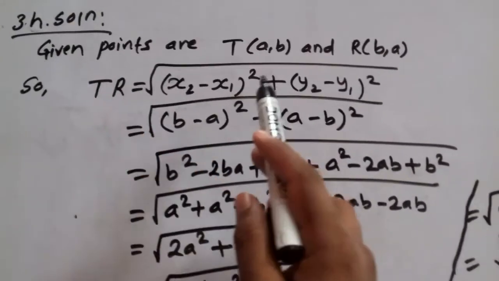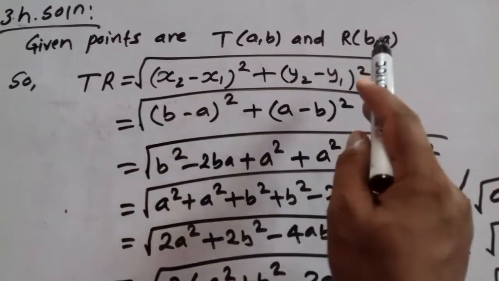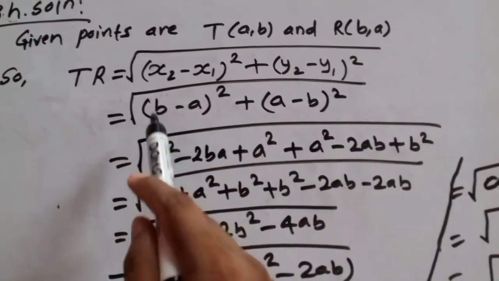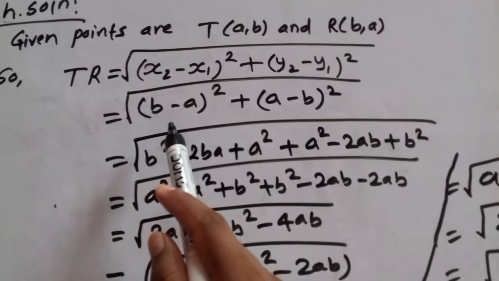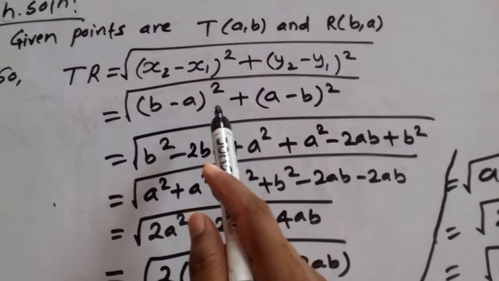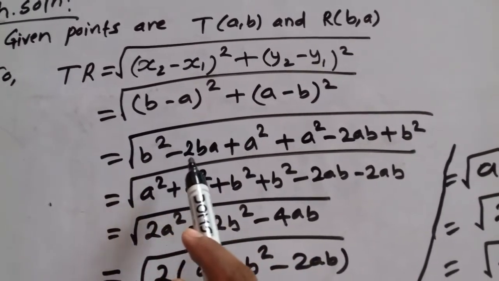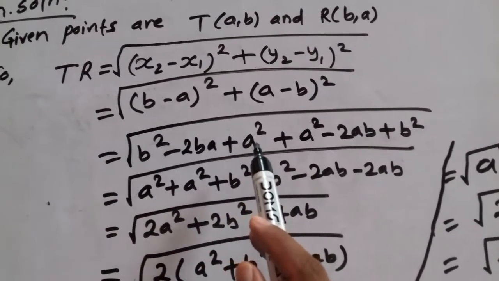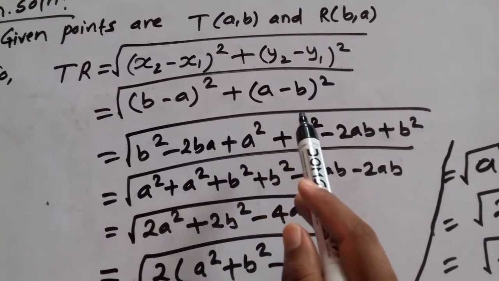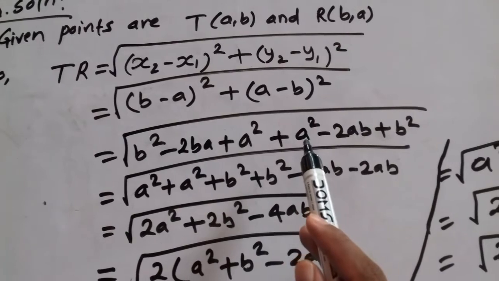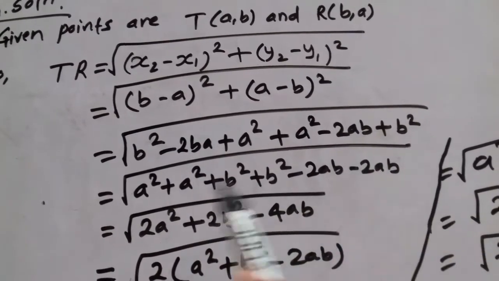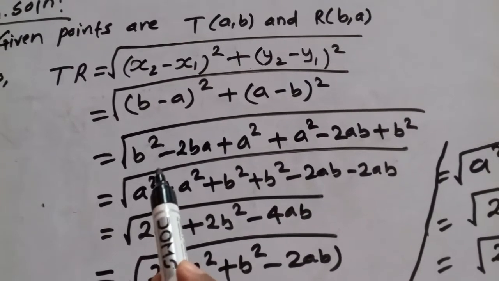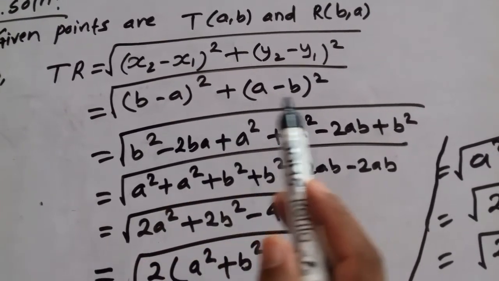In question number 3h, we have x1, y1 and x2, y2, and we have written those values. Then the formula for b minus a whole square is b square minus 2ba plus a square, and the formula for a minus b whole square is a square minus 2ab plus b square. This formula we have to memorize.